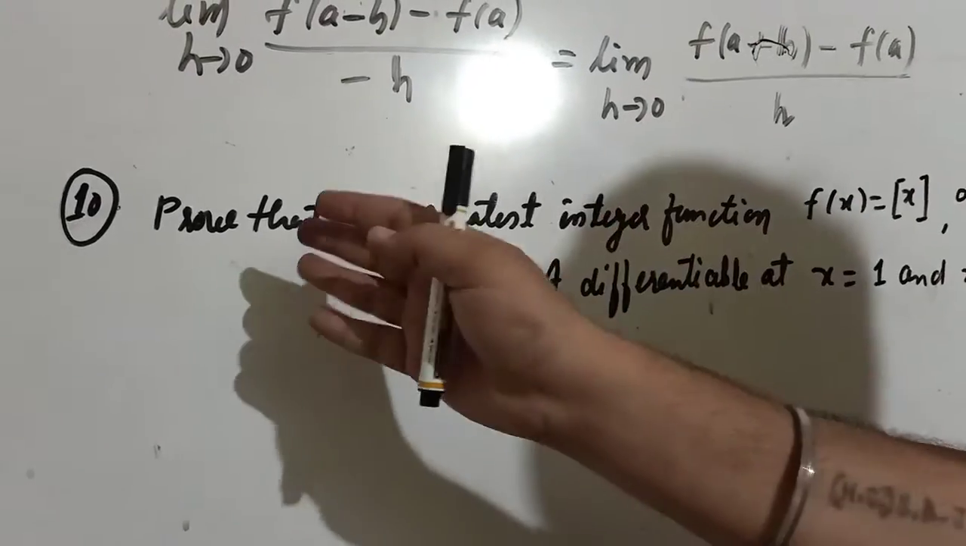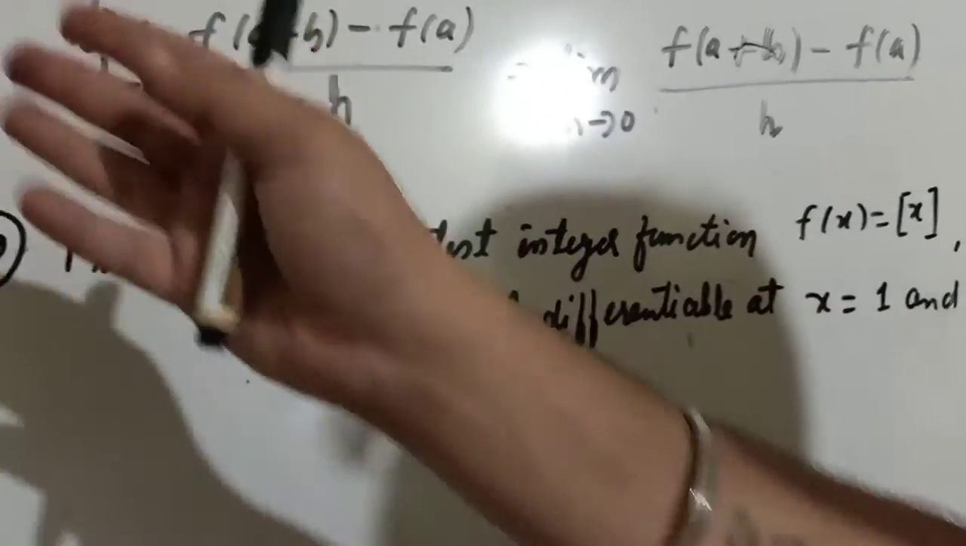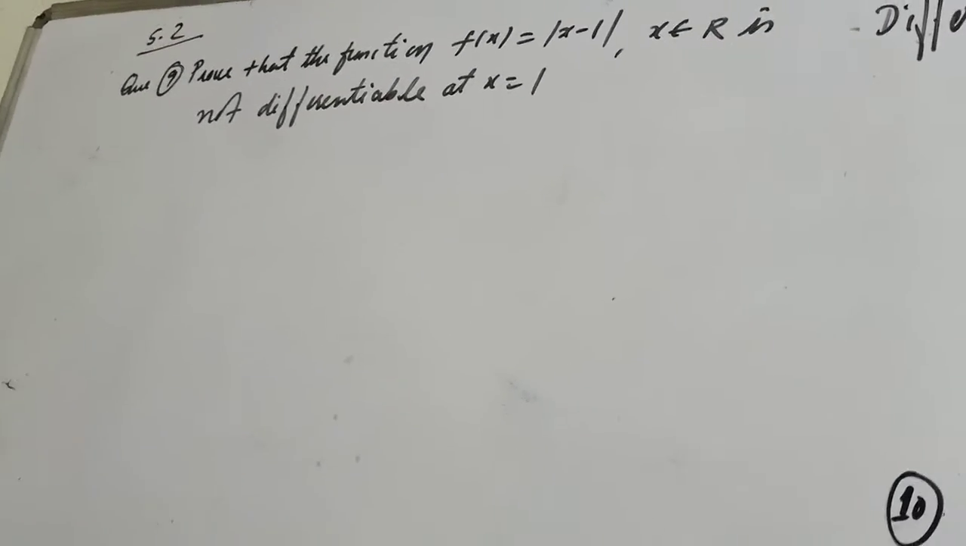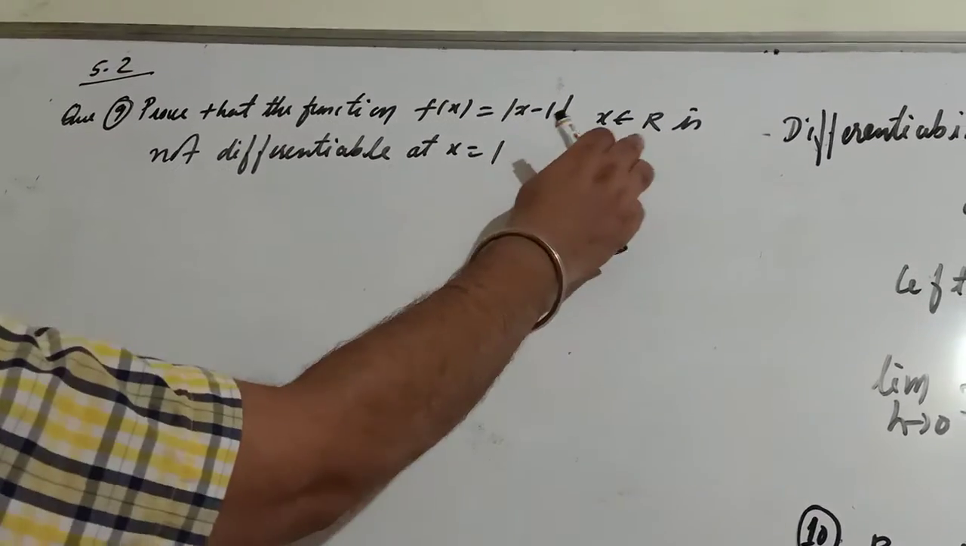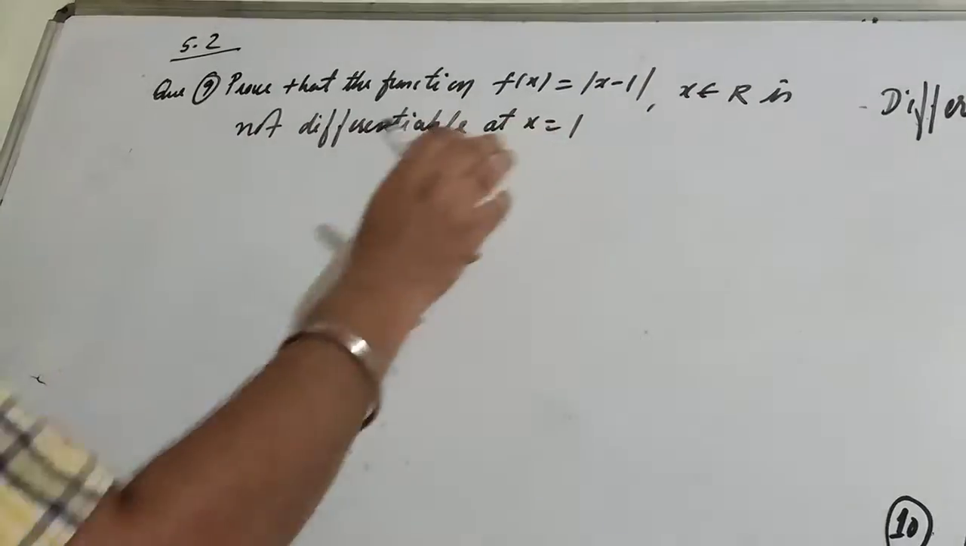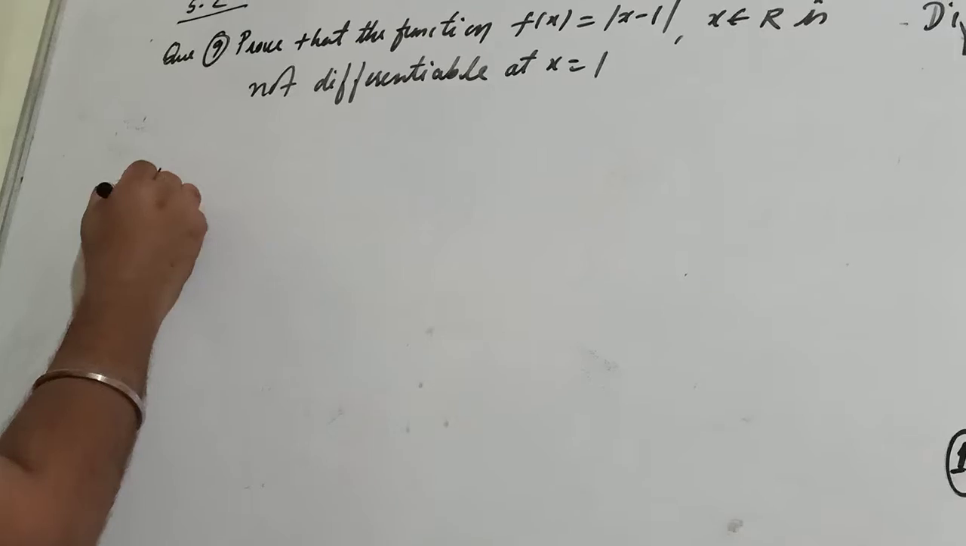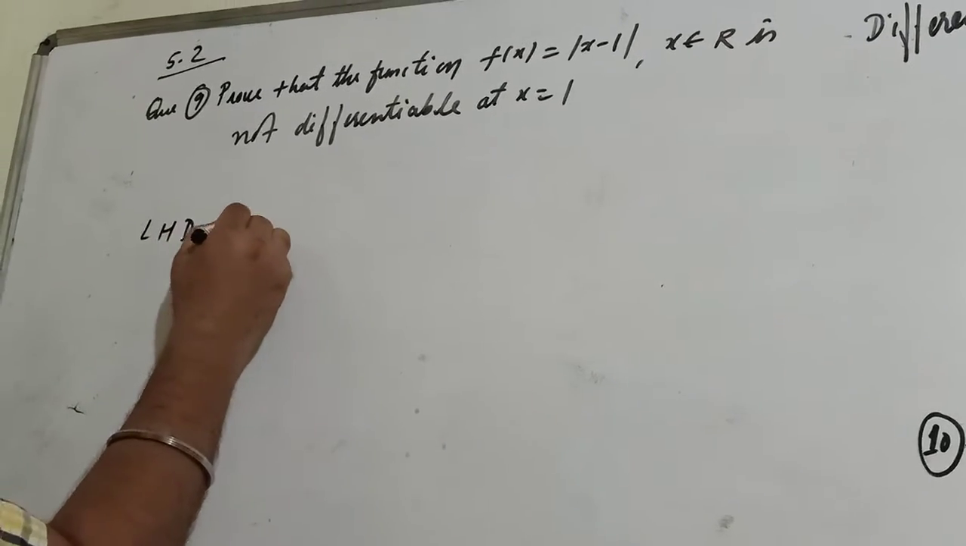Now, here in question number 9 and 10, the ninth question is: prove that the function f of x equals mod x minus 1, where x belongs to R, meaning x is a real number, is not differentiable at x equals 1. So here we have to find the left hand derivative. What is the formula of the left hand derivative?